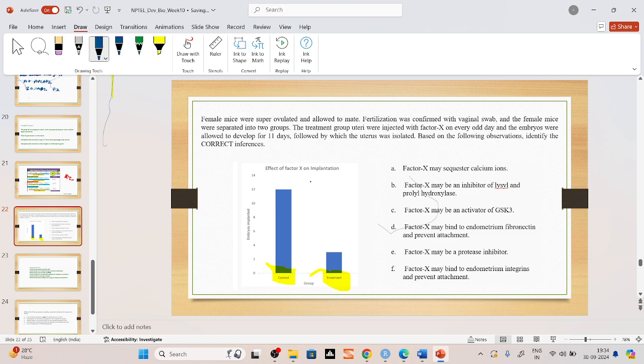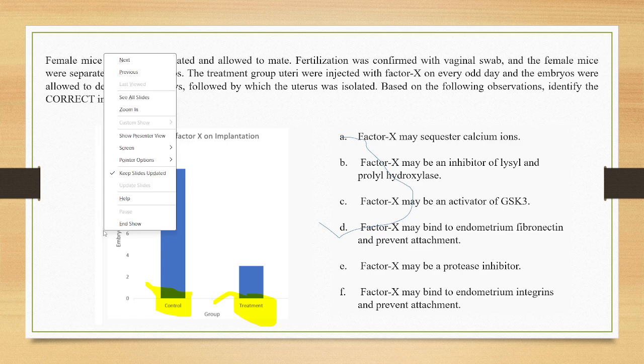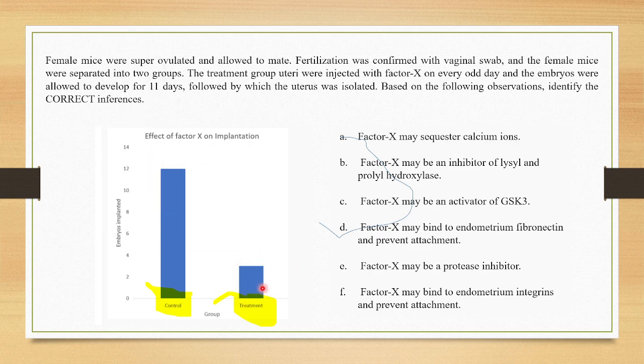So, factor first is, factor X may sequester the calcium ions. See, this factor X was given in the treatment group, which has caused the repression in the treatment case. So the question option says factor X may sequester the calcium ion.